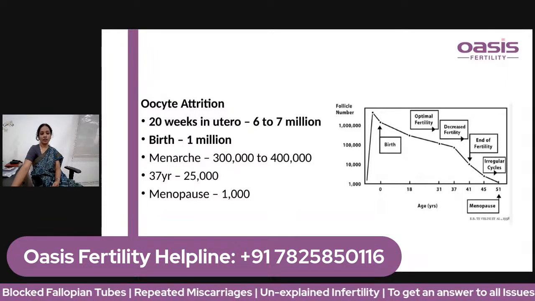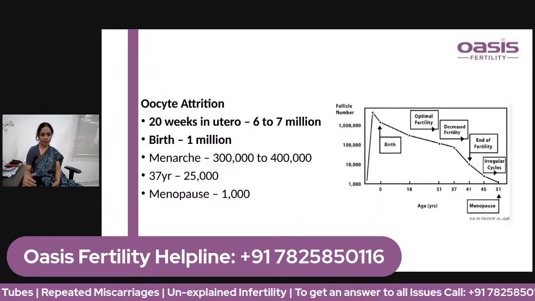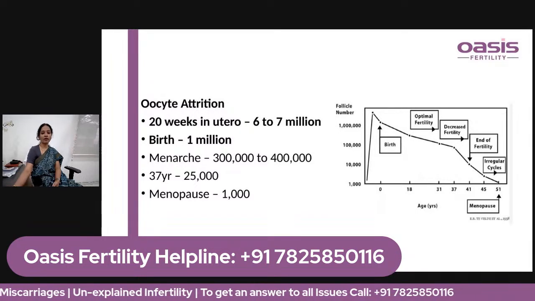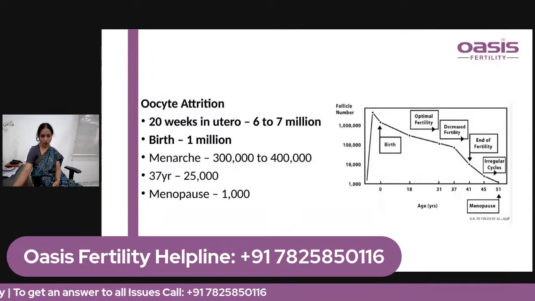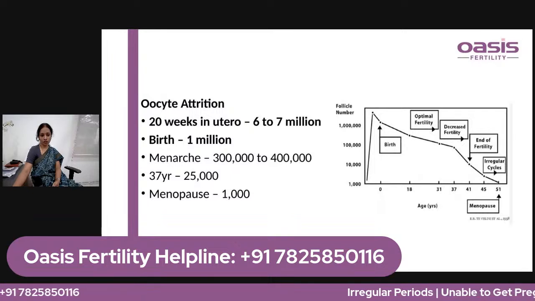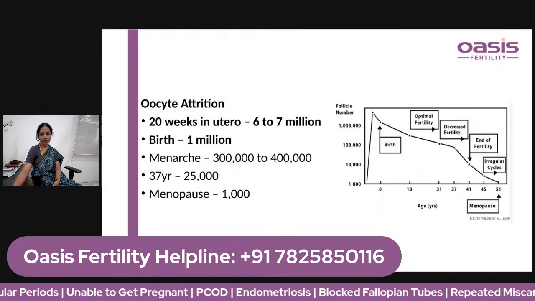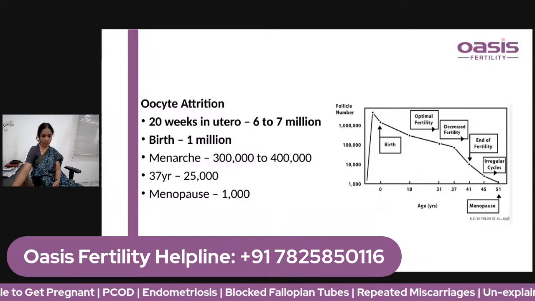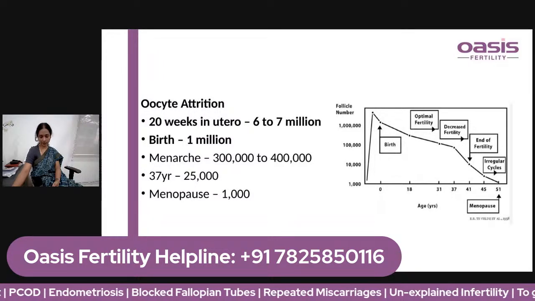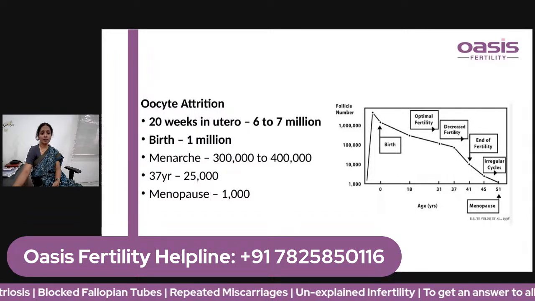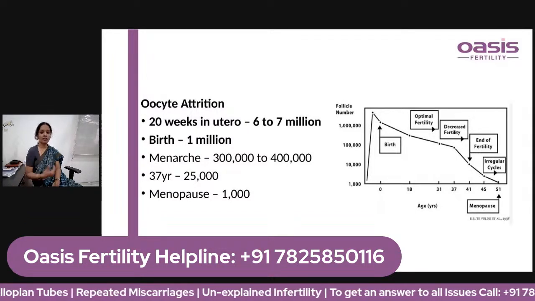It is very unique that women are born with only a limited number of eggs. At birth, we have only around 1 million eggs in the ovaries, and after that there is a process known as attrition. Attrition is a process by which, as a woman ages, there is a significant reduction in the number of eggs in the ovaries.